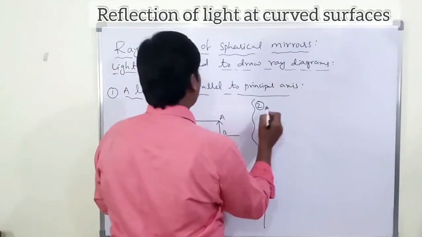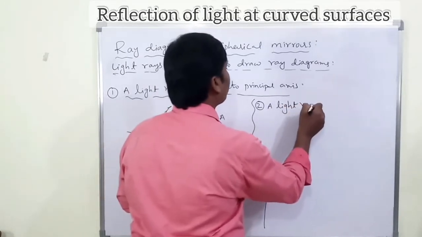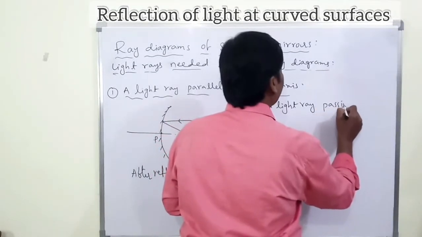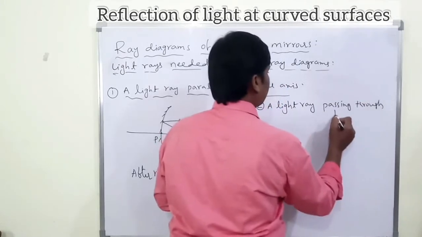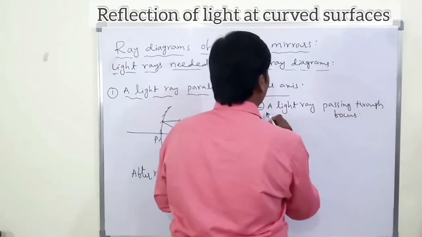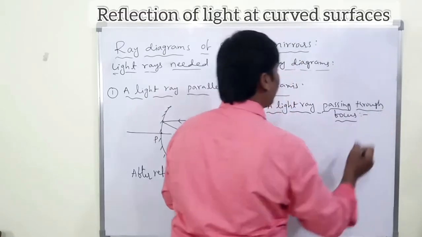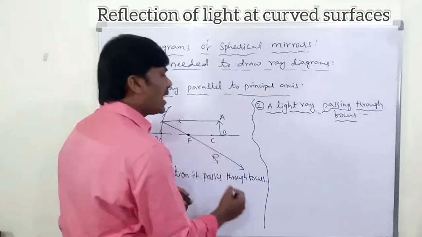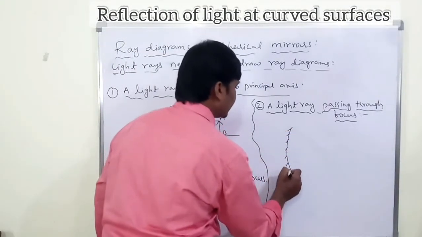So I will draw that. A light ray passing through focus. Right? The first light ray is taken parallel to the principal axis, but the second light ray is passing through focus. What happens now to this light ray? It becomes parallel to the principal axis. Yes, the second light ray is like this.